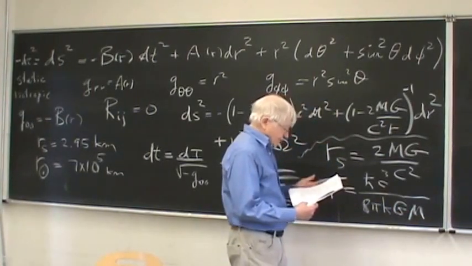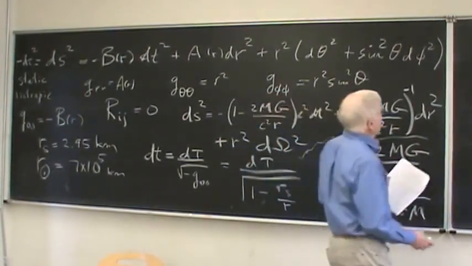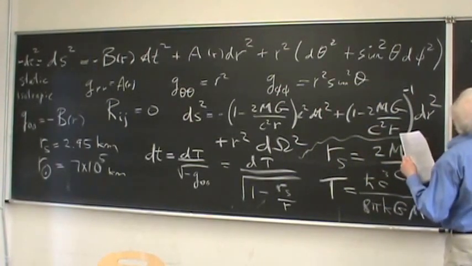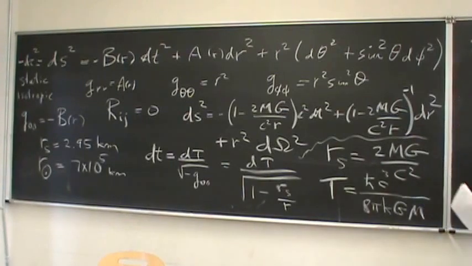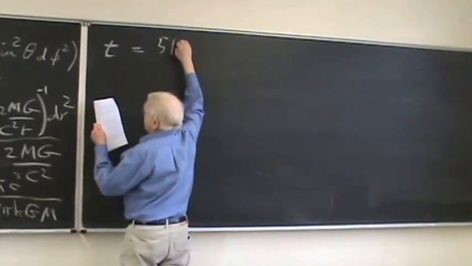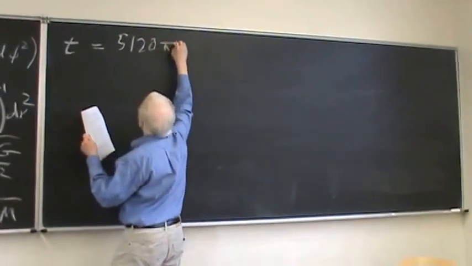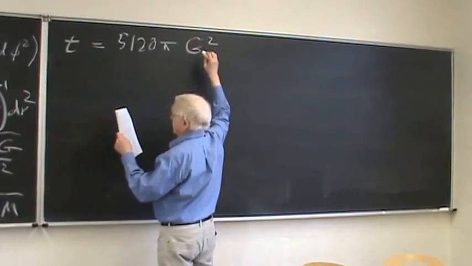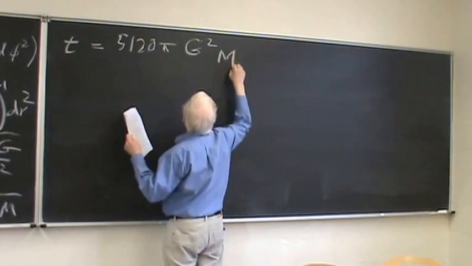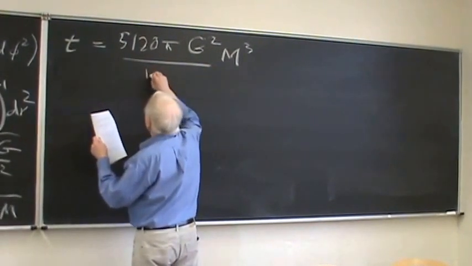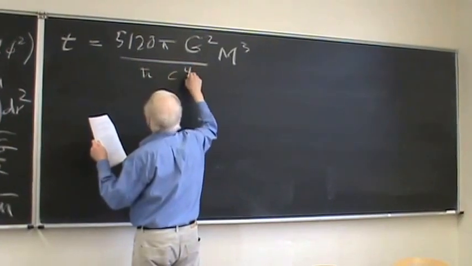On the other hand, the thing radiates, and the time until the black hole has radiated away all its energy is 5120 pi big G squared m cubed over h bar c to the fourth.